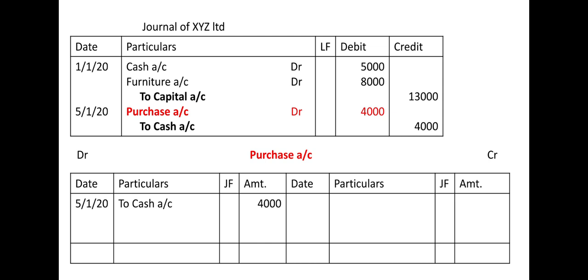Okay, students, so all accounts are ready. The cash account is there, but the cash account we have already prepared. So in total 4 accounts we prepared, students: cash, furniture, capital and purchase. Cash comes twice, but the ledger will be one. The ledger account will be one, students.